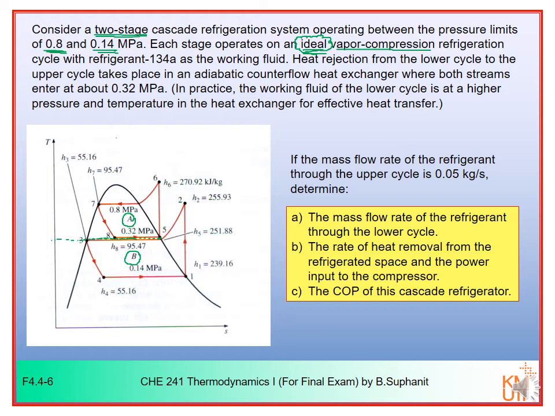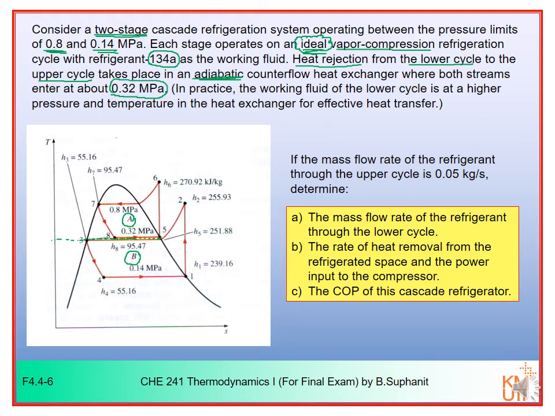The refrigerant that we are using is refrigerant R-134a, our working fluid. The heat rejection from the lower cycle to the upper cycle takes place in an adiabatic counterflow heat exchanger, and it occurs at 0.32 megapascal.